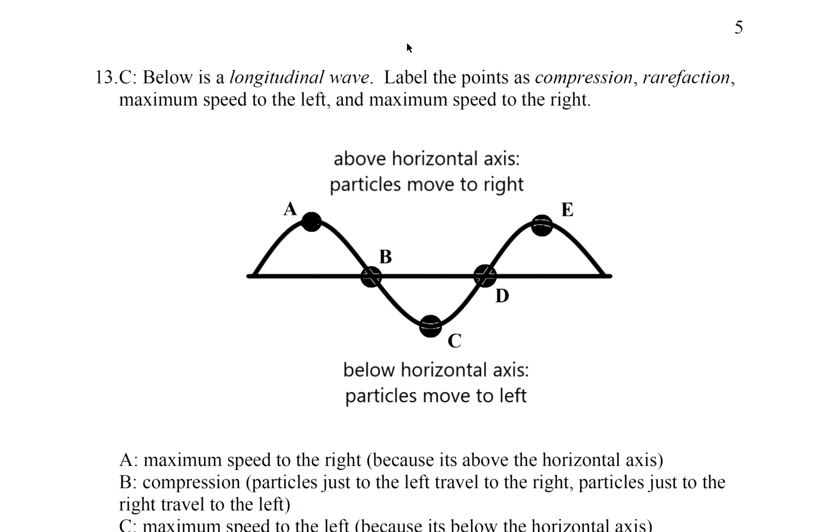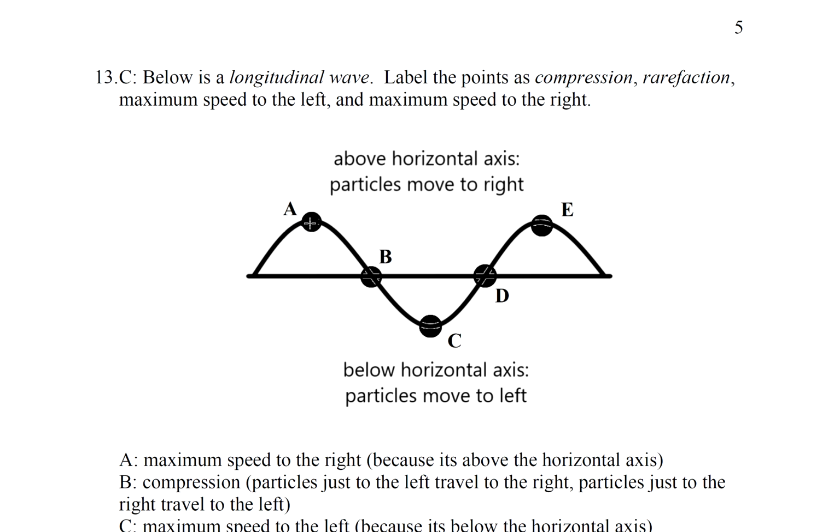Question 13. Below is a longitudinal wave. Label the points as compression, rarefaction, maximum speed to the left, and maximum speed to the right. So if we're above the horizontal axis, the particles are moving to the right. And if we're below the horizontal axis, particles are moving to the left. So you could say A is moving to the right, C is moving to the left, and E is moving to the right. B, it's not moving at all. It's between A and C.